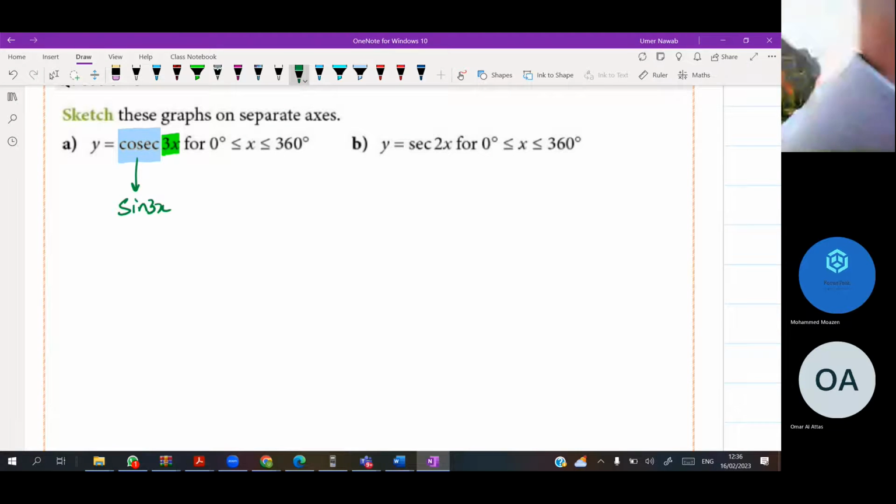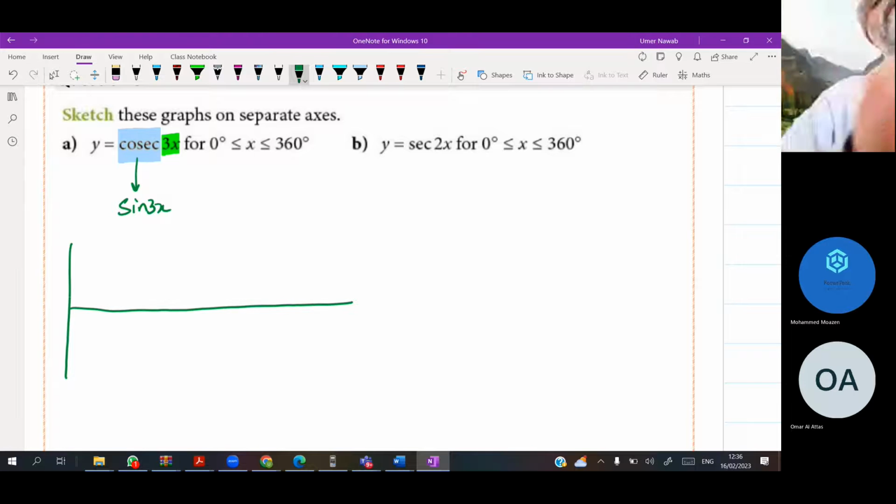So a student needs to know how to sketch sine of 3x. Sine of 3x means you are going to have 3 waves from 0 to 360. So your period is 360 divided by 3, which is 120. And 120 is further divided into 4 parts: 1, 2, 3, 4. So this is 120. Agreed?